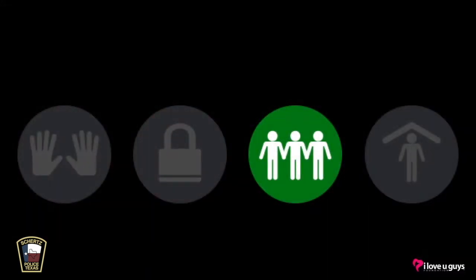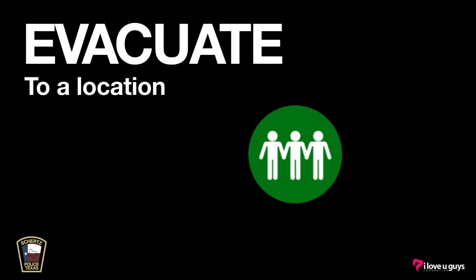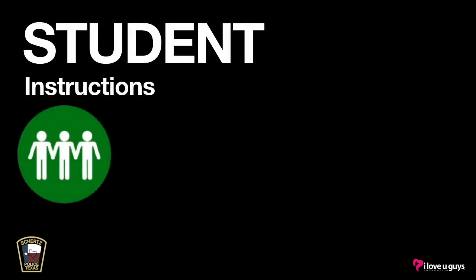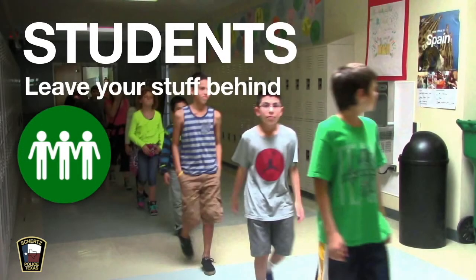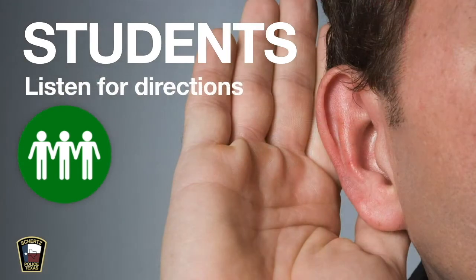Evacuate is how to move students in an orderly fashion from point A to point B. A fire drill is really evacuate out of the building. With the standard response protocol, evacuate is always followed by a location. For instance, evacuate to the gym. Here's what students should do. Leave your personal belongings and backpacks behind. Be sure to listen for any new directions.